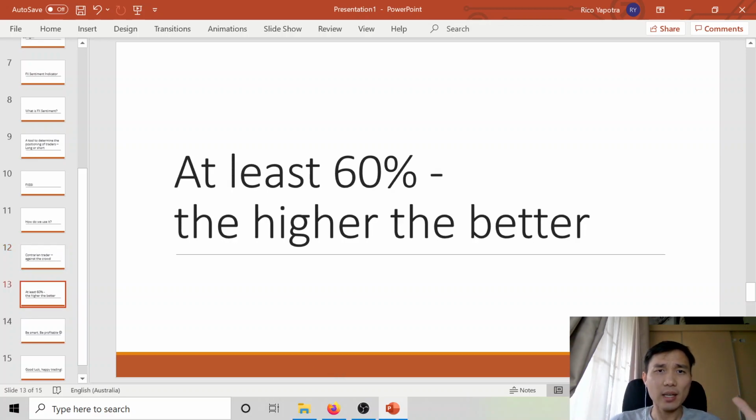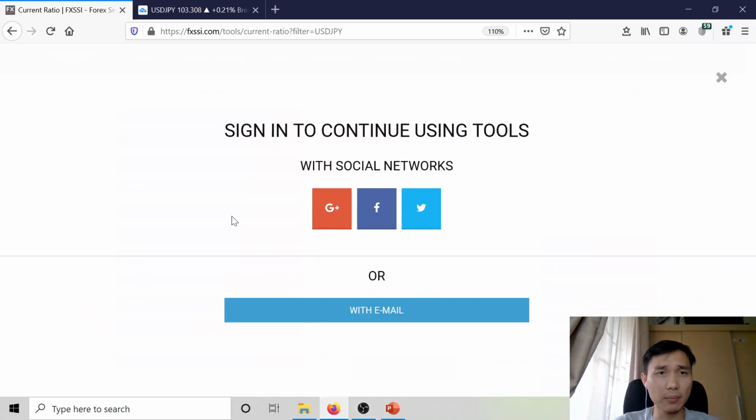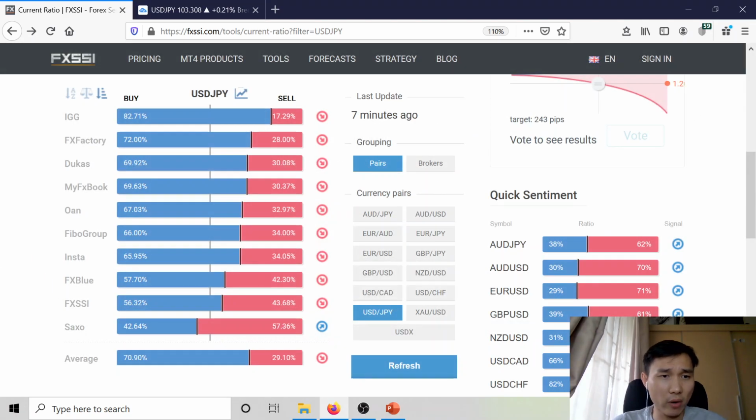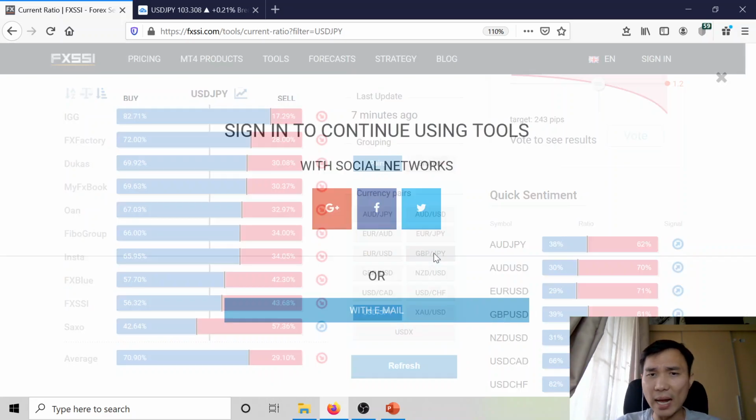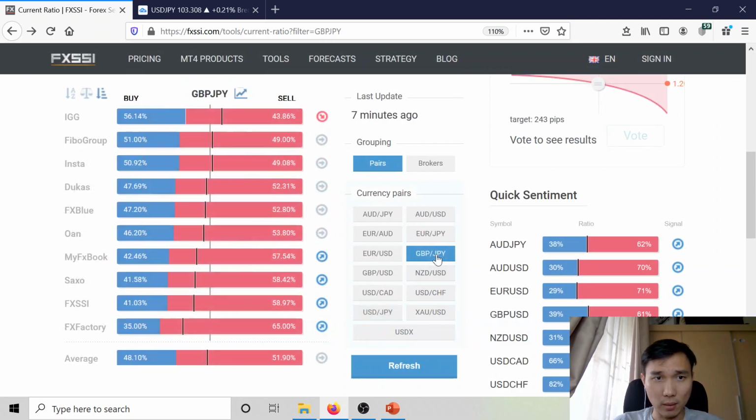First, we need to look for an FX pair that has at least 60% on one side. If it's only 50-50, it's not that strong. At least 60%. For example, this US dollar Japanese yen is on average 70%, so it's very strong, and the sellers are only about 30%. That's pretty good. Others, for example this pound yen, the buyers and sellers are pretty much the same, like 48 and 51%. We don't want to see that.